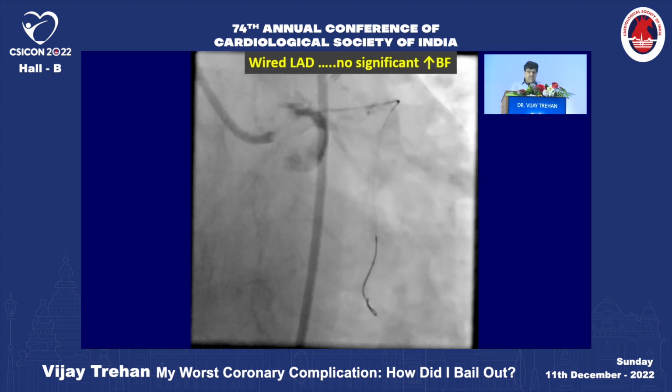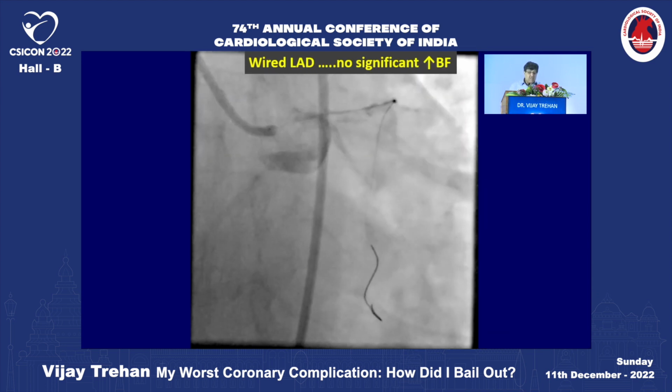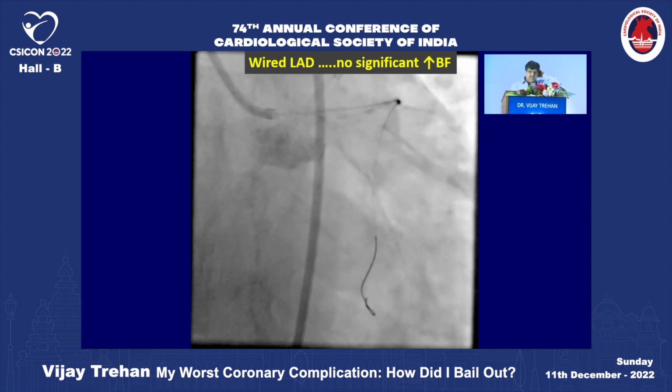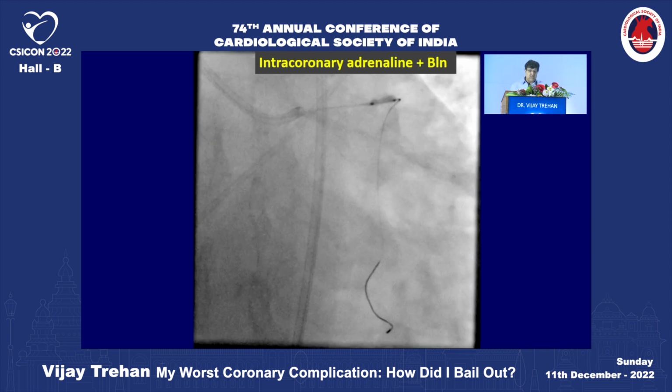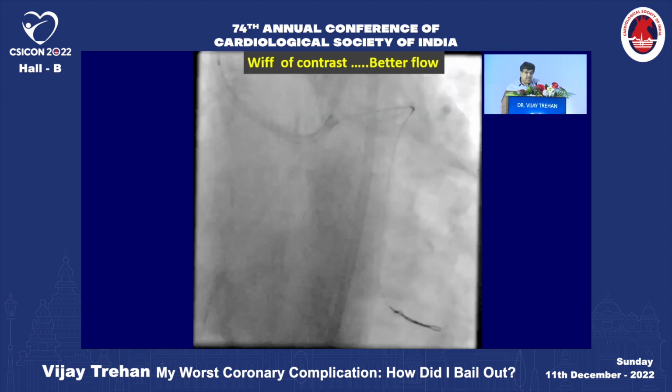I quickly wired the LAD down, but there was no significant increase in the blood flow, because had there been a major dissection, that should have at least shown some, since now I have a stiff part of the body of the wire there. Something should have improved. It has not really done so. I started to balloon it. My only weapon in such cases is to pump in intracoronary adrenaline. I had pumped in 2 ampules of adrenaline into the coronary artery at this point in time.